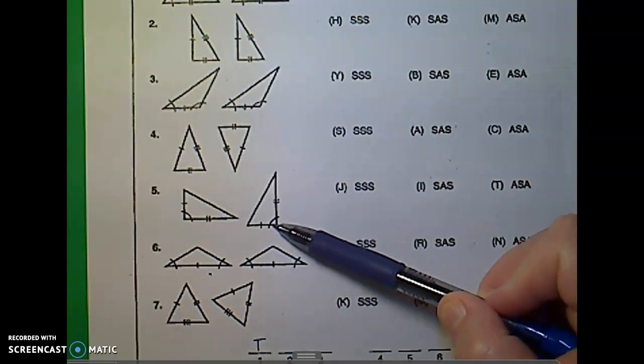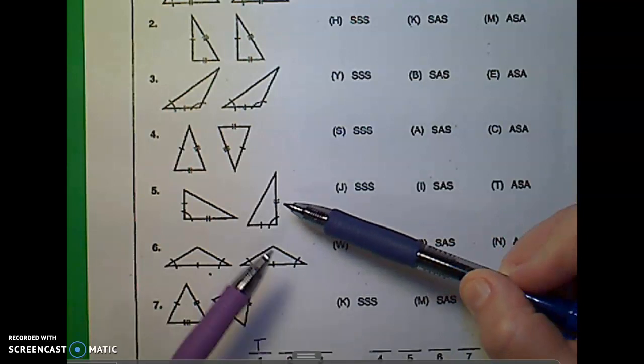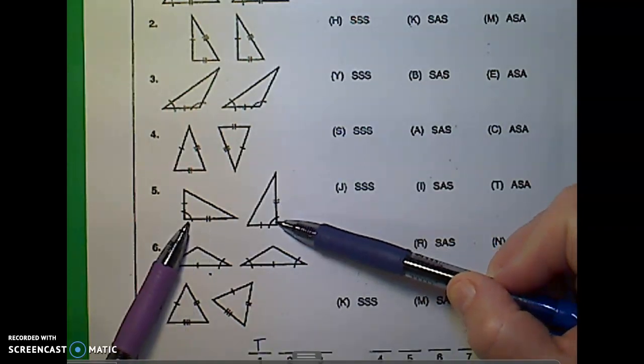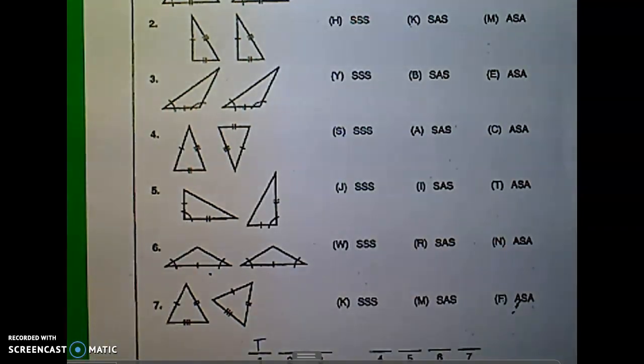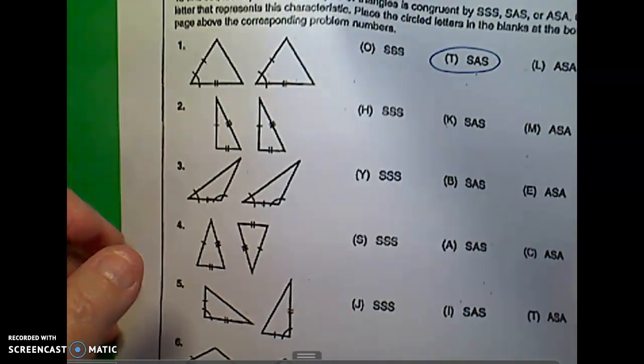Make sure, if you have three things grouped together, just start at the end and move around. So you could start on this side too. Side, angle, side. Everything's covered. Okay? Alright, so that's the first one. You can proceed through that one.